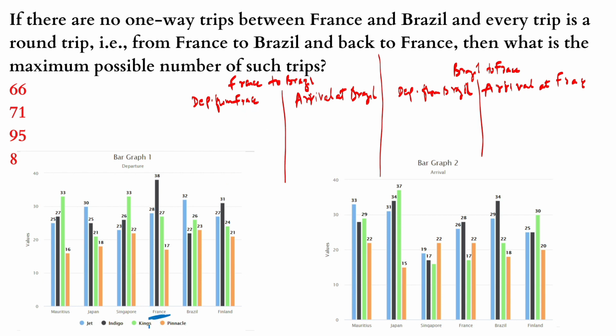So this is France. What about the Jet Airways? 28. So 28, and remember the first condition, one flight at least must depart to each and every other country. So 28 minus 4, which is 24. And in case of this second one, Indigo, 38 minus 4, which is 34. Same goes with Kings, which is 23. And the last one is Pinnacle, which is 13.